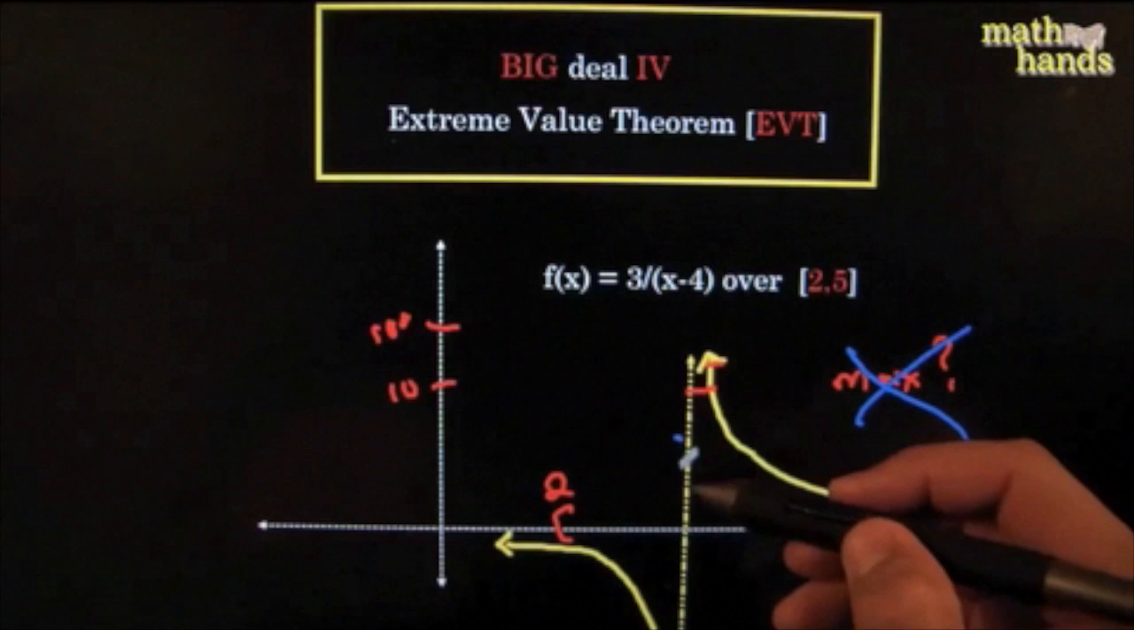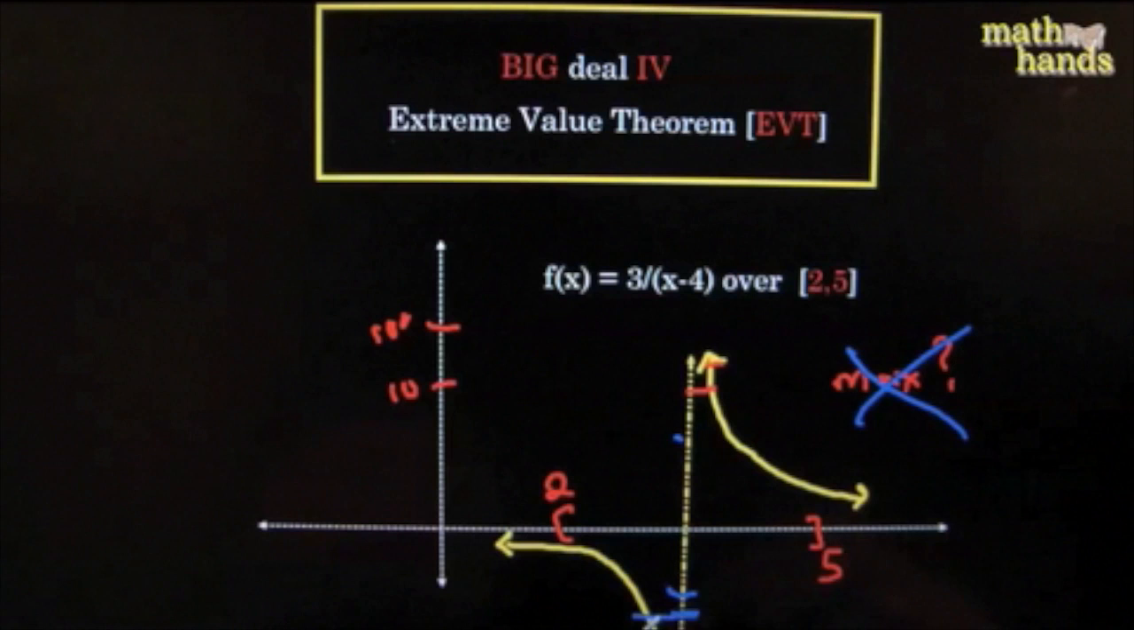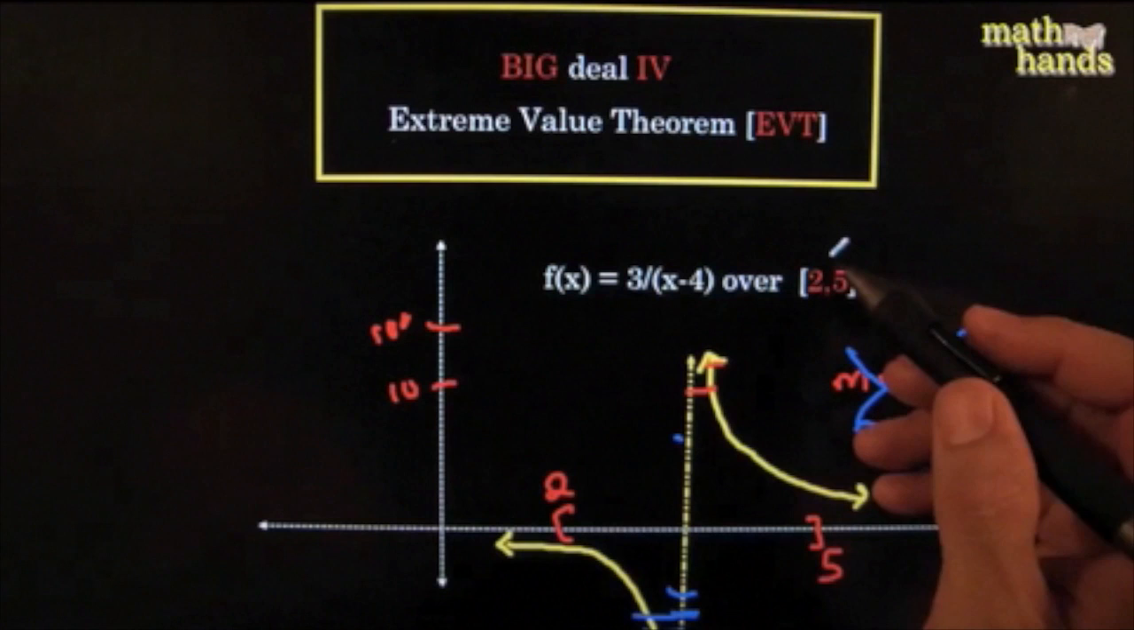And it neither has a min when you go down. Any y value that you choose, there's always a lower one and a lower one and a lower one. So it has no min and no max. See? So some functions do not have a maximum value or a minimum value.